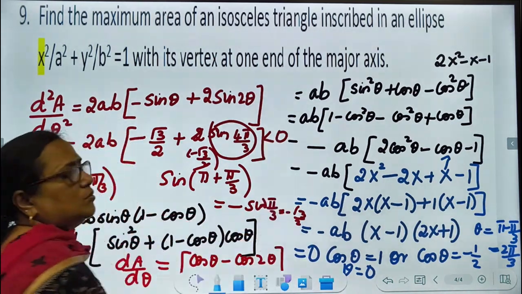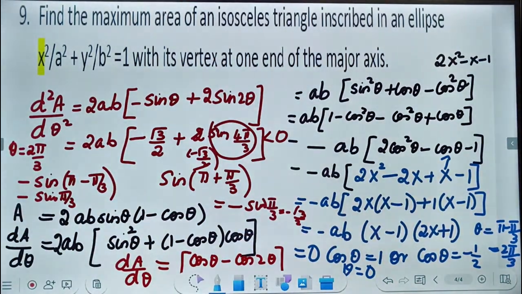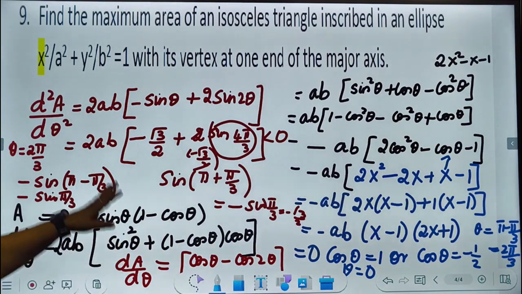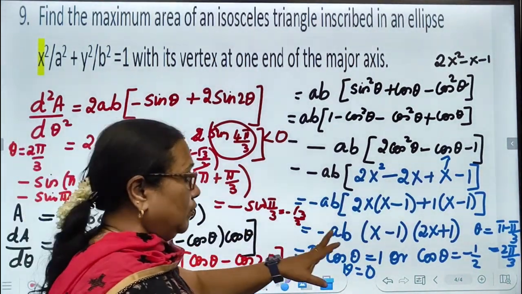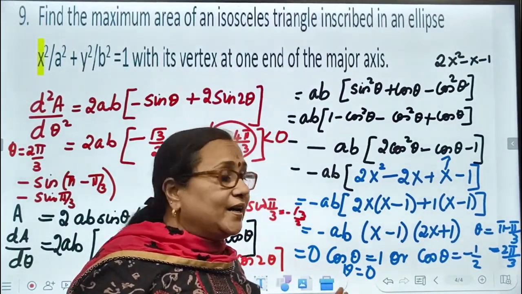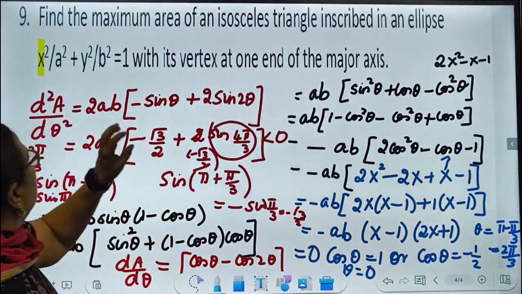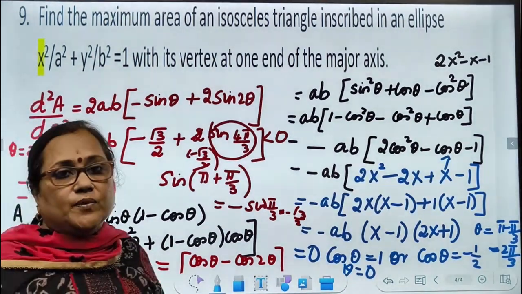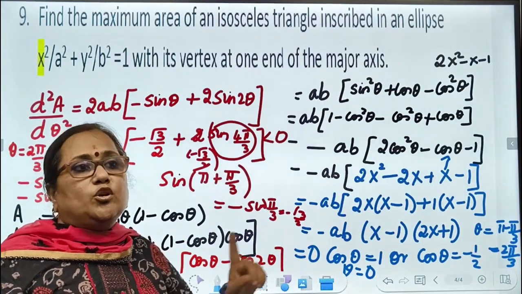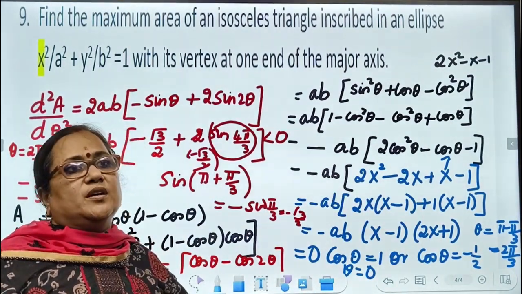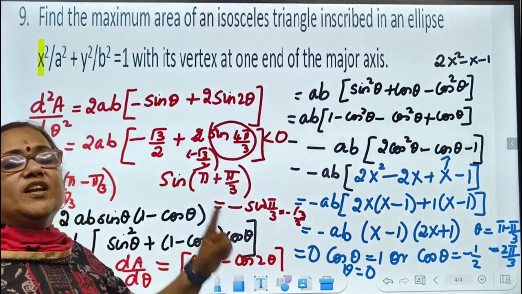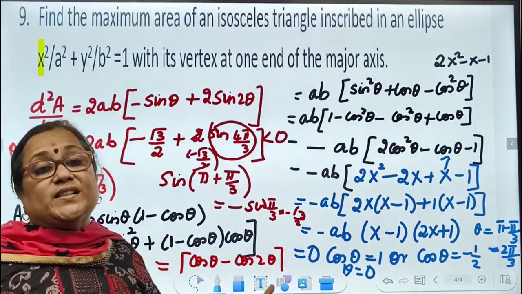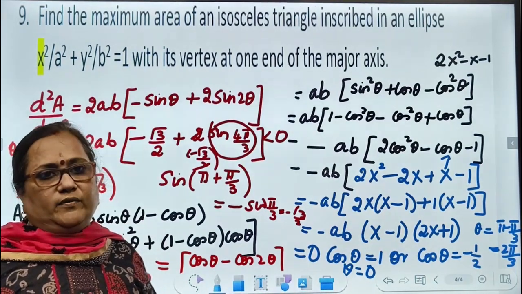Clearly it is less than 0. Therefore the area is maximum. So I want you to see, I have substituted theta equal to 2 pi by 3 and I directly got it to be negative. Therefore the area is maximum. But then as a student you need to try both the values and check which of these values will make the second derivative negative.